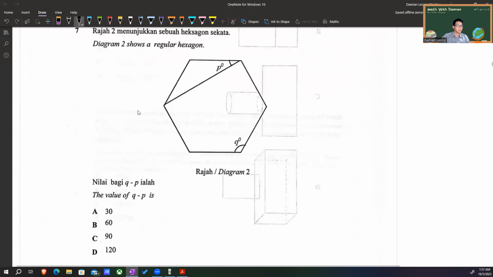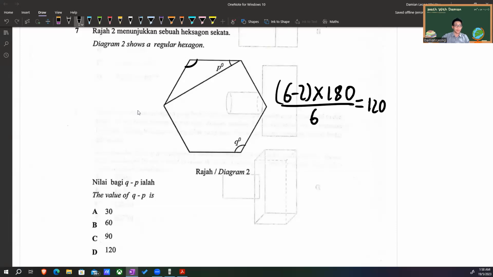Question 7. I have a regular hexagon here. Whenever you see regular polygon, I definitely want the interior angle. So interior angle of your regular hexagon, sum of interior angles 6 minus 2 times 180. Then I divide by 6 because regular polygon, each of the interior angle is the same. So I'll get 120, means each of the interior angle 120 degrees. So Q I already know is 120.